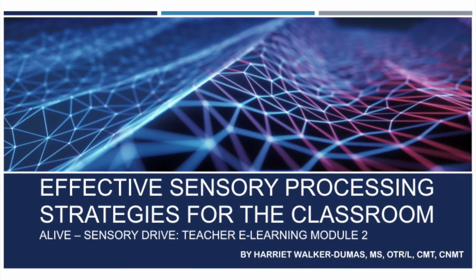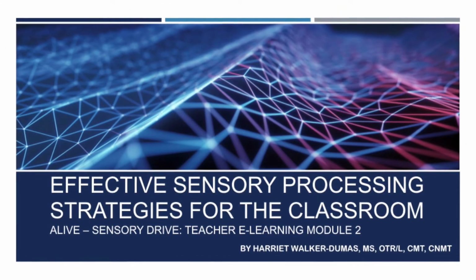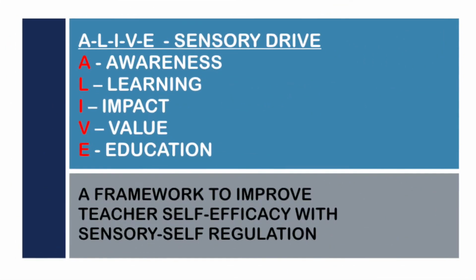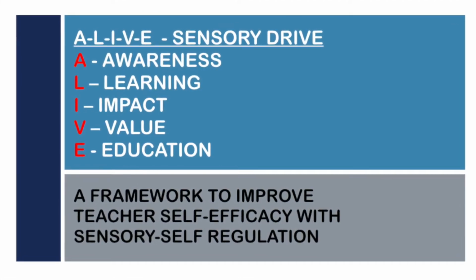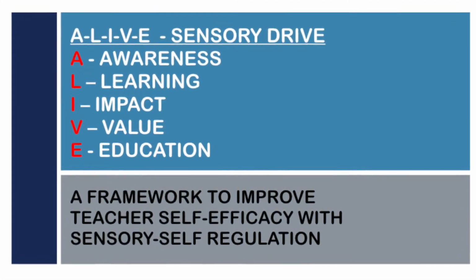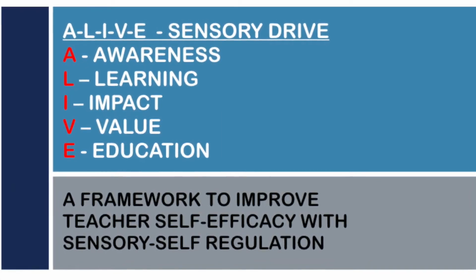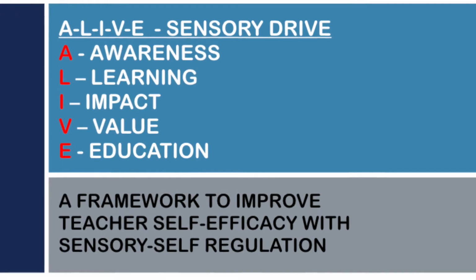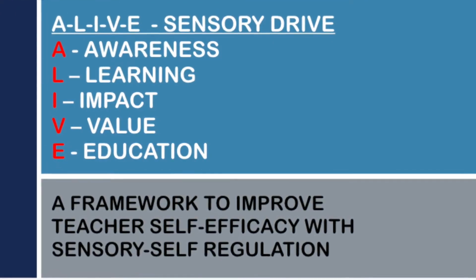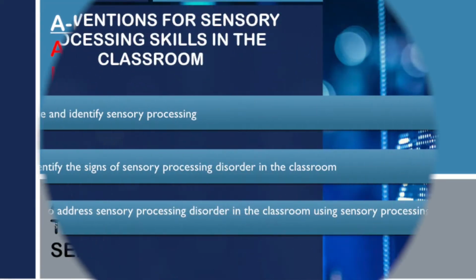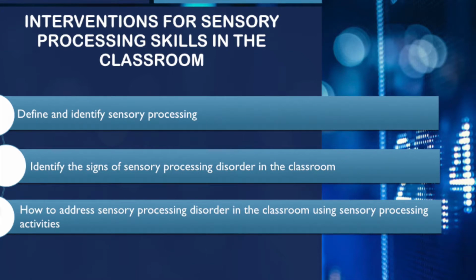Today, we are going to talk about effective sensory processing strategies for the classroom. The Alive Sensory Drive is a framework to improve teachers' self-efficacy with sensory self-regulation interventions in the classroom. The A is for awareness, L is for learning, I is for impact, V is for value, and E is for education.